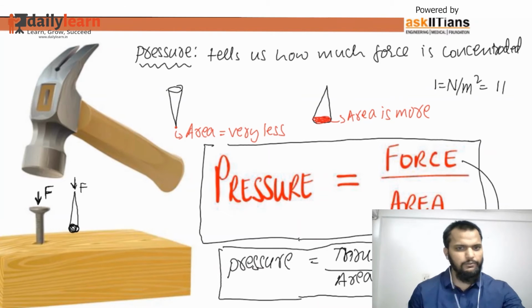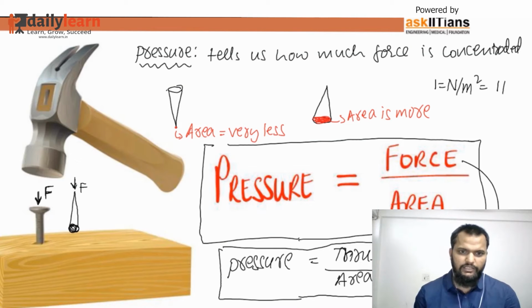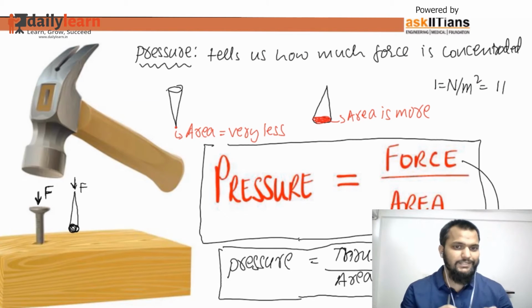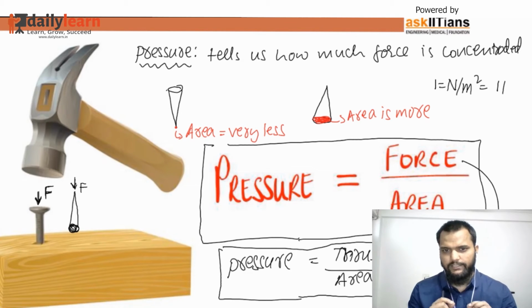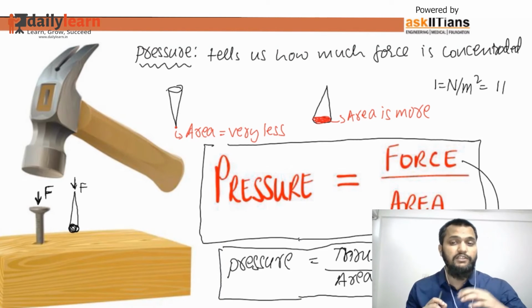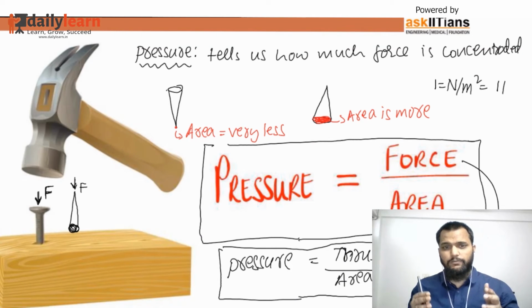If you look at the first example, when the pointy area was hitting the nail, the area in contact with the wooden block is very, very less. So with the pressure definition, force by area, if the area is very small, the pressure is very huge. And that huge pressure actually causes the nail to penetrate into the block.